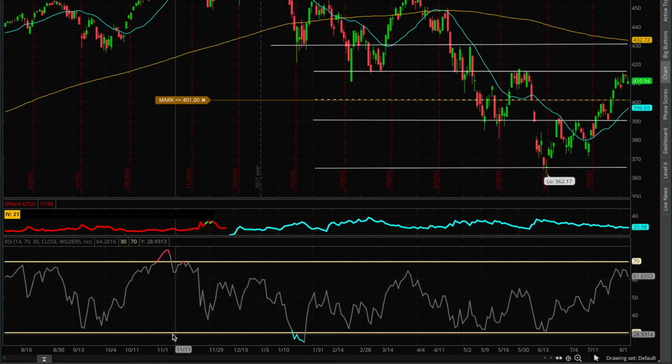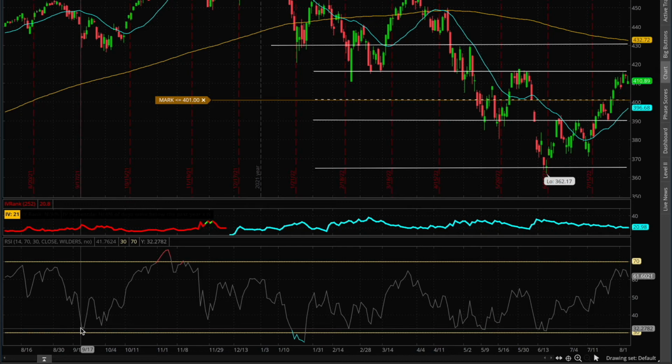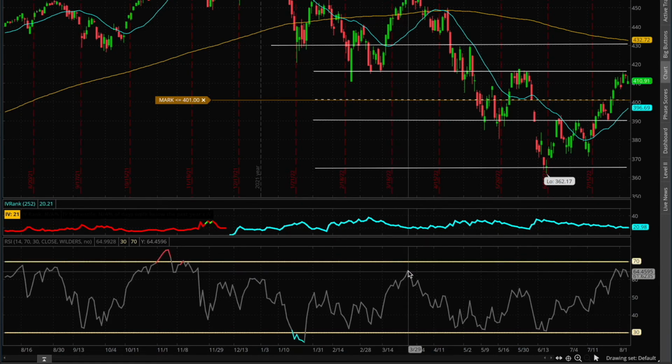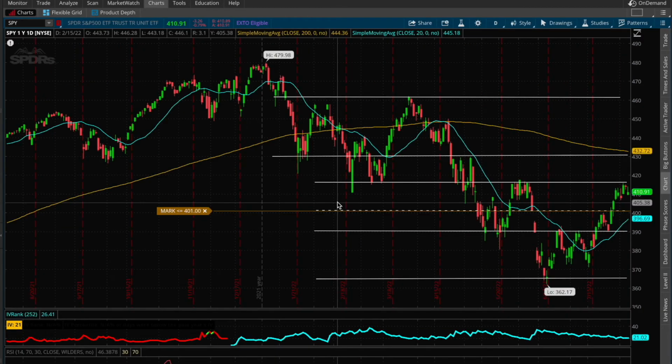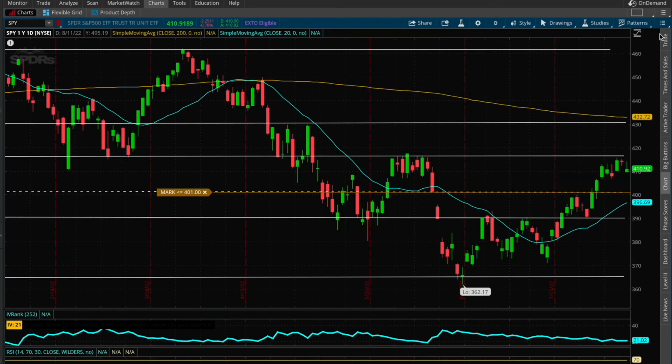Now that being said, this moment right here would also be a good time to place a bullish trade. Right here would have been a good time to place a bearish trade. So you don't always have to wait for the RSI to breach the overbought or oversold barriers. But it does mean that the more extended the RSI indicator gets in either direction here, the better and better the opportunity becomes.